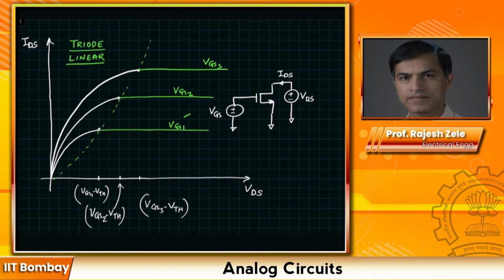The right side of the curve, since the current is saturated and is independent of the drain to source voltage, VDS, is called saturation region. And the left side of the curve is called triode or linear region. Since the right side is called saturation, the left side also many times is called non-saturation region. Okay. So this is the operation of MOSFET in 2 different regions.